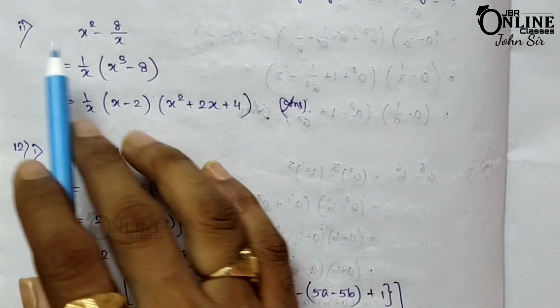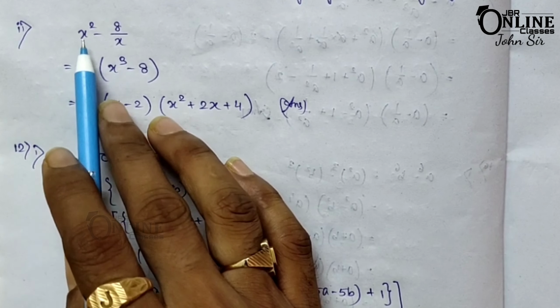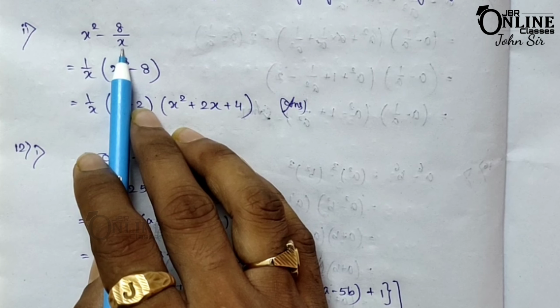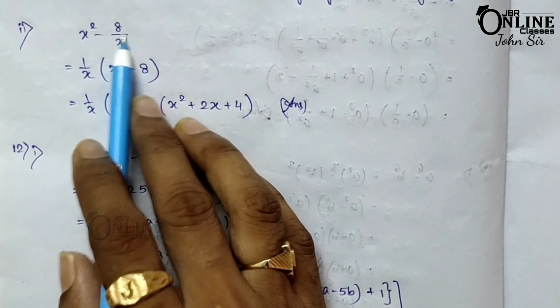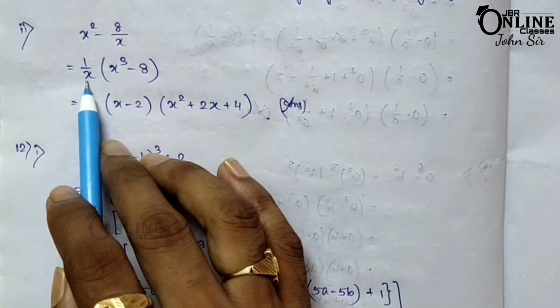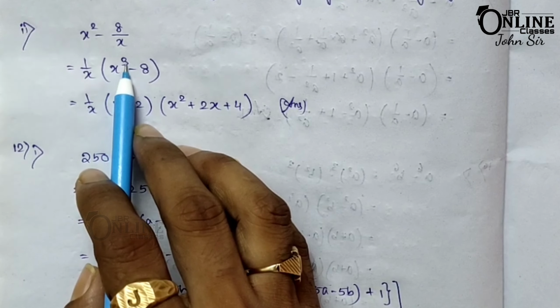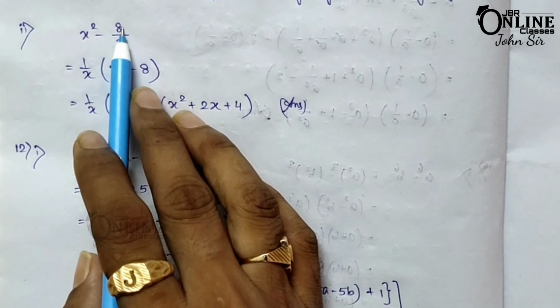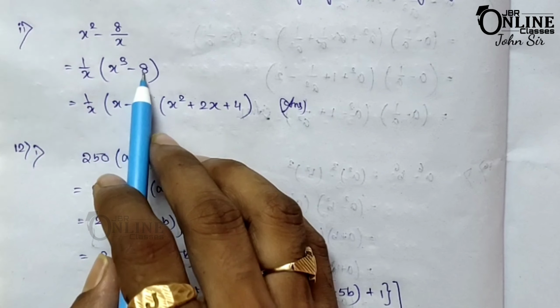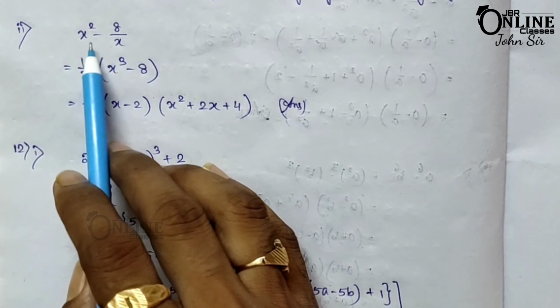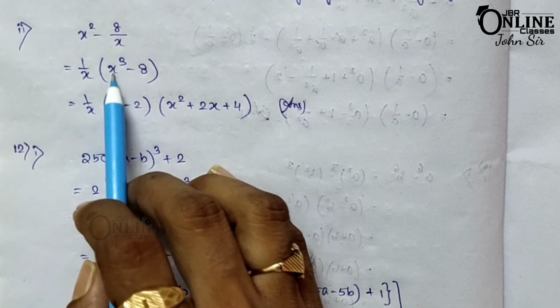Now sum number 11(2). In sum number 11(2), here we have x square minus 8 by x. Okay, so from these two terms you have to take 1 by x common. So if 1 by x is common from x square, it becomes x cube, minus, and if 1 by x is common from the next one, it becomes 8.